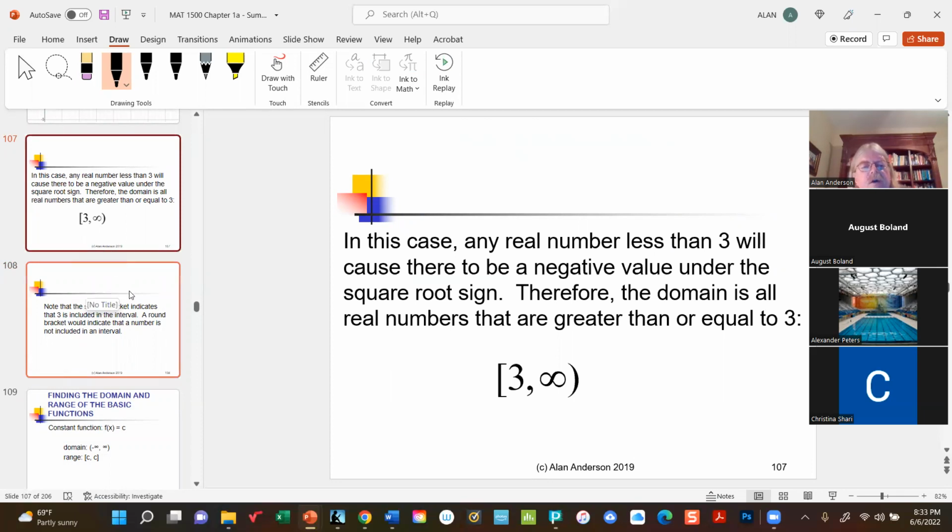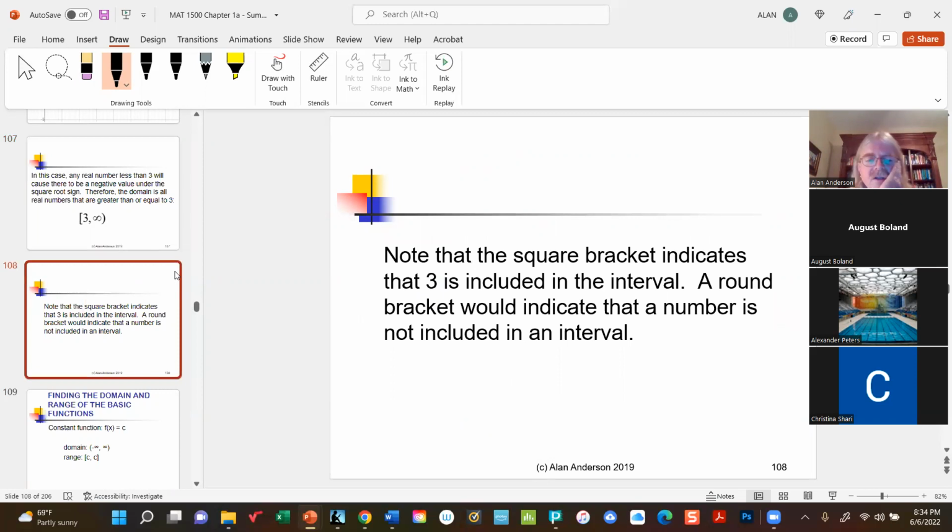All right, so here's a quick overview of the domain and range of the basic functions we introduced earlier. What we want to do is just figure out why. We don't have to figure them out, but we do want to understand why these are the range and the domain.